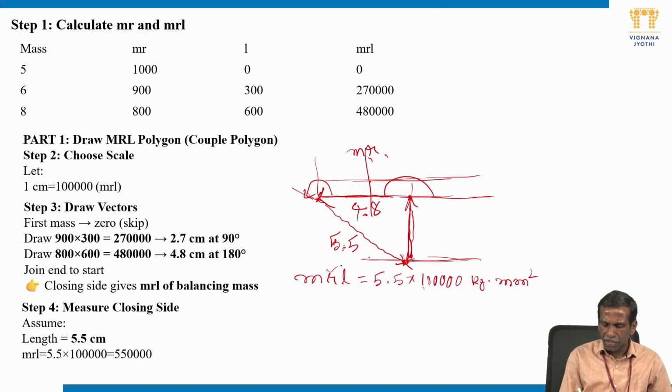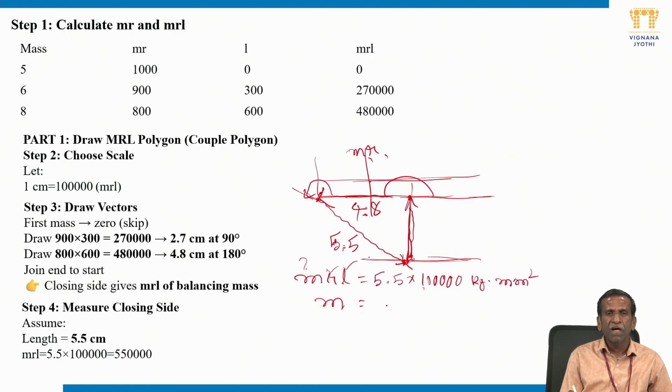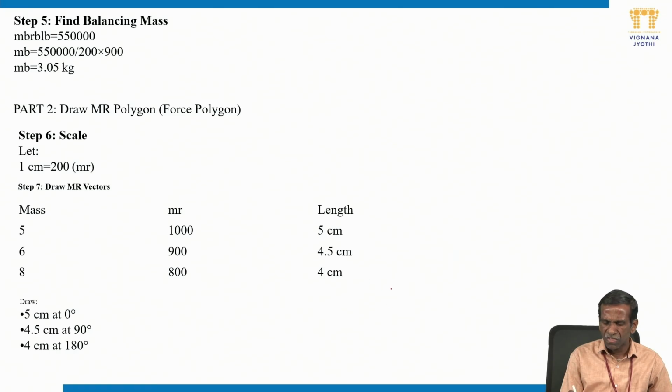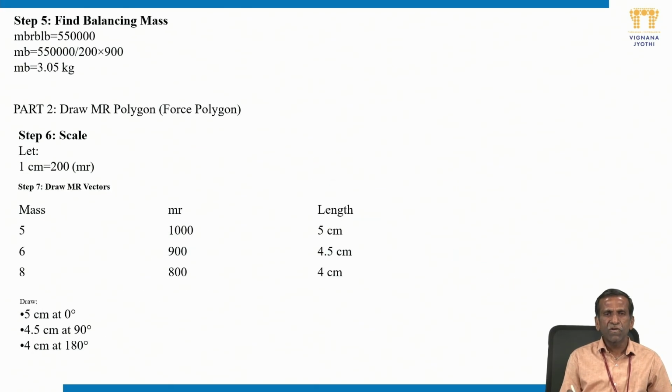You know R and L for the unknown mass. In the last row of the given table it is written. So M you can find, because it is 5,50,000 divided by the R and L values. So you can substitute. You will get the unknown M as 3.05 kg. This is the unknown mass. Okay, this is what the MRL polygon is going to give.